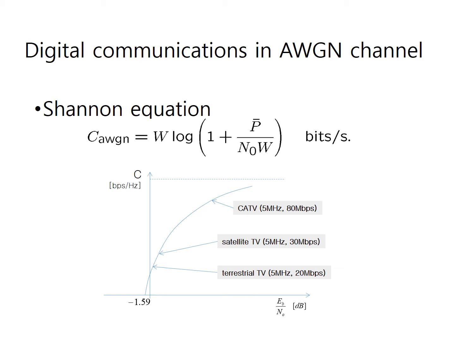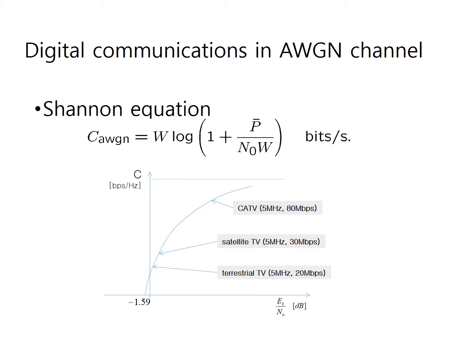The terrestrial channel had the worst quality, while the cable TV channel had the best quality. This is because cable TV has the highest SNR, signal to noise ratio. However, when switching to digital TV, the difference in SNR does not appear as a difference in image quality, but as a difference in transmission speed.